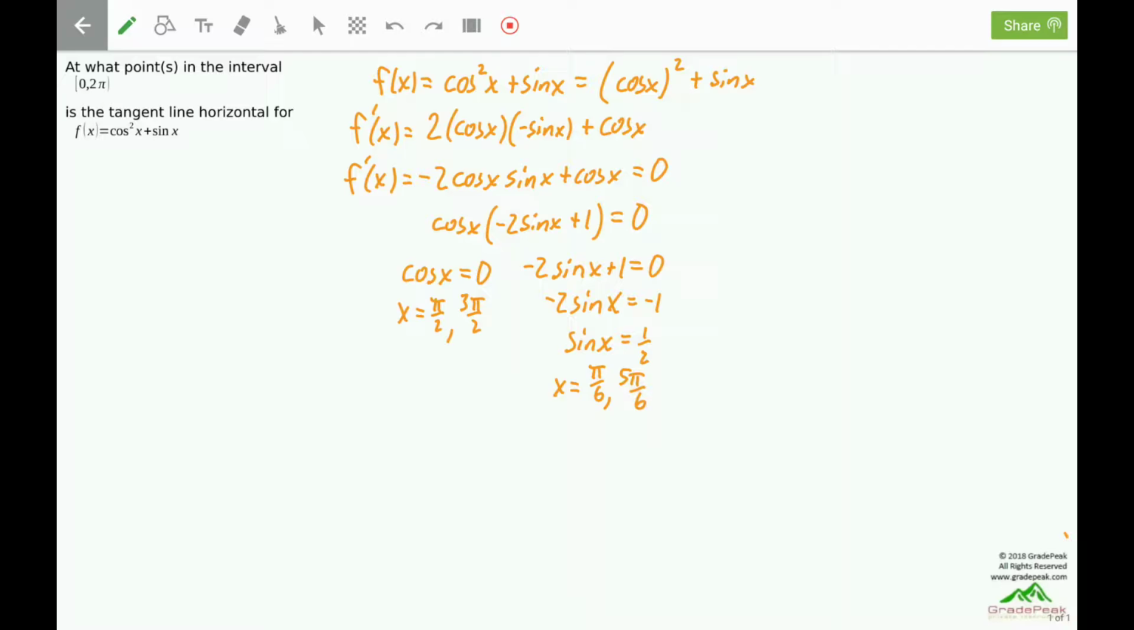Now that we've come up with all the x coordinates, we want the points, so we want the y coordinates. We're going to find the y coordinates for each of these. So x equals pi over 2. The y coordinate will be f of pi over 2, which is going to be the cosine squared of pi over 2. That means to take the cosine of pi over 2 first and then square it, plus the sine of pi over 2. Plugging back into the original function, cosine of pi over 2 is 0, 0 squared plus, and the sine of pi over 2 is 1. 0 squared is 0 plus 1, and that'll give us 1. So we have the point pi over 2 comma 1.